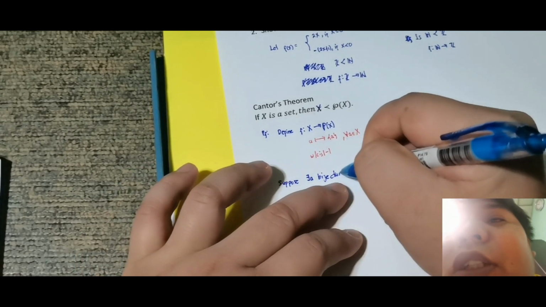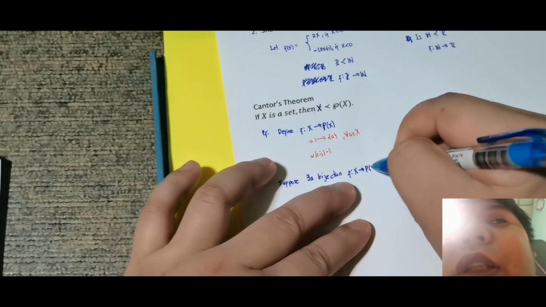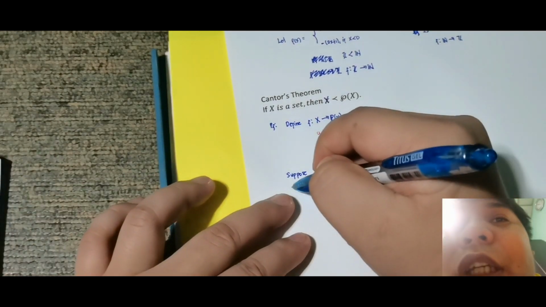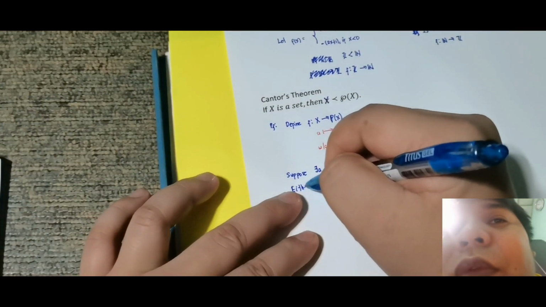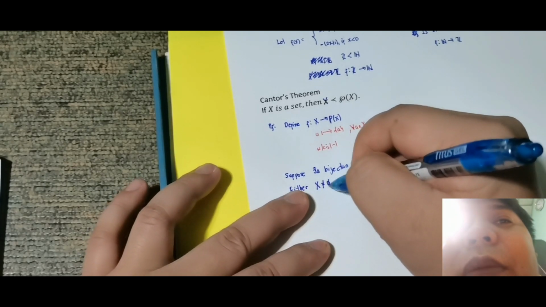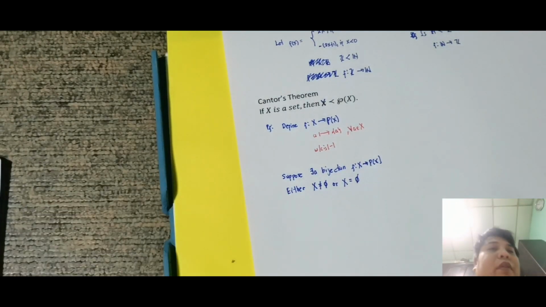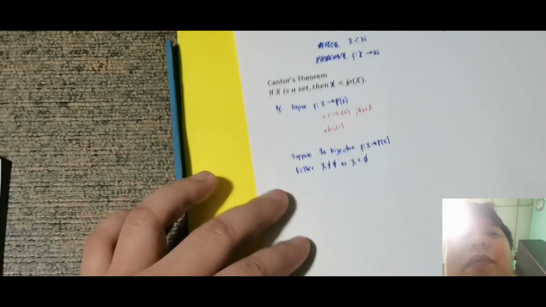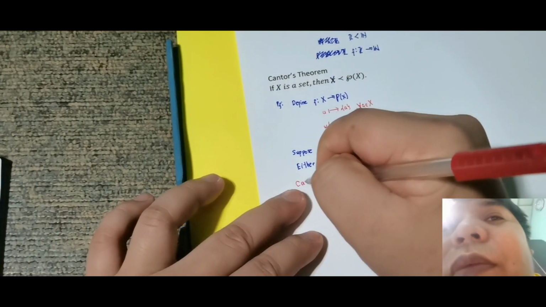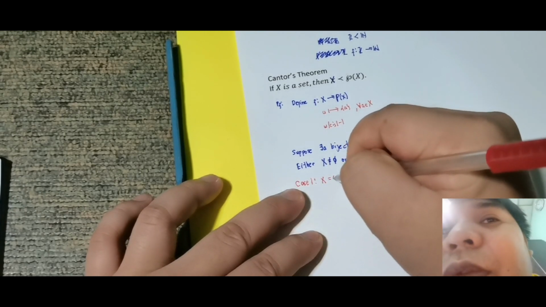Okay, so there exists a bijection f mapping from x going to power set of x. Okay, it's either dalawa yung case na mangyayari. Either yung set x natin is not equal sa empty, or yung set x natin is equal to empty. Okay, so punta tayo sa case 1. So for case 1, so if x is equal to empty set.